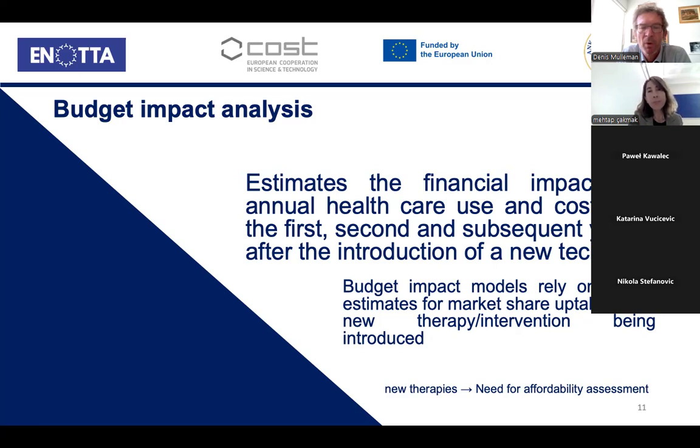So according to your model, according to your time horizon, these estimates should extend to 5 years. Budget impact models rely on robust estimates for market share also, the market share uptake of the new therapy or intervention being introduced. These therapies are highly costed, so we should know if we can afford these kinds of drugs or interventions.